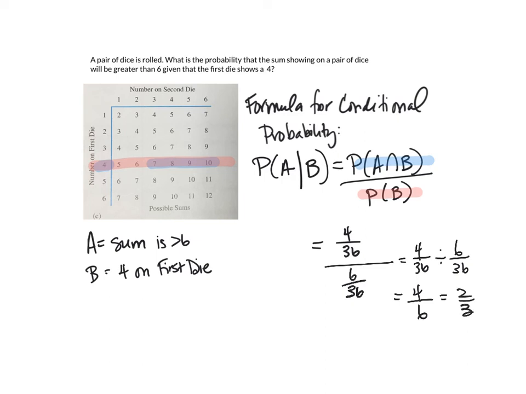Okay. So we notice that this formula for conditional probability, right, again, the condition was B, that we roll a 4 on the first die. So it's set up that we have the intersection of the two events. So the sum is greater than 6, and we get a 4 on the first die. So that was our 4 entries in row 4. That was our 4 out of 36. And then the probability of getting B is just getting a 4 on the first die. So that's 6 of those. So again, that's the entire row 4. So we end up with the same answer. So I hope that clarifies things. Thanks.